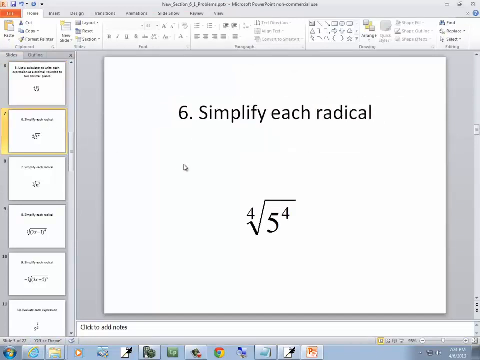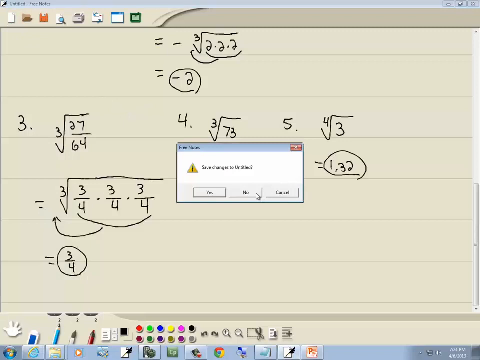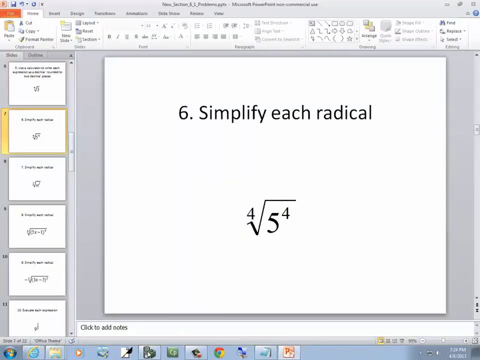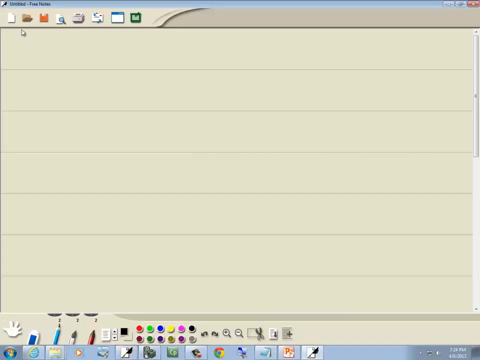Let me start a new page and we'll look at this next one. Okay, so we've got the 4th root of 5 to the 4th. Well, think what 5 to the 4th means. 5 to the 4th means 5 times 5 times 5 times 5. We've got four 5s. Our index is 4, which means we're looking for 4 of something. Well, here's four 5s, so those four 5s are going to come out in front as a single 5. And that's our answer.